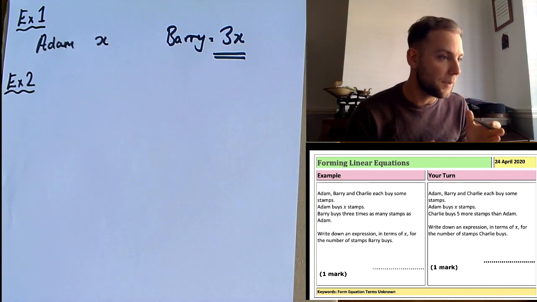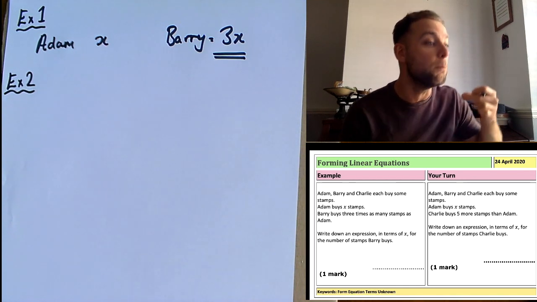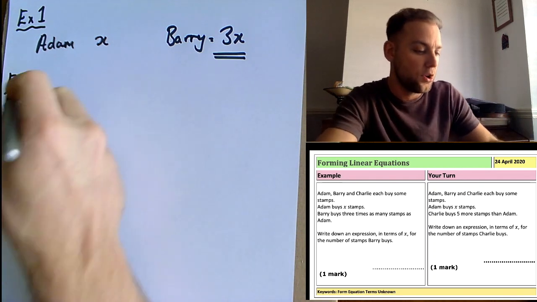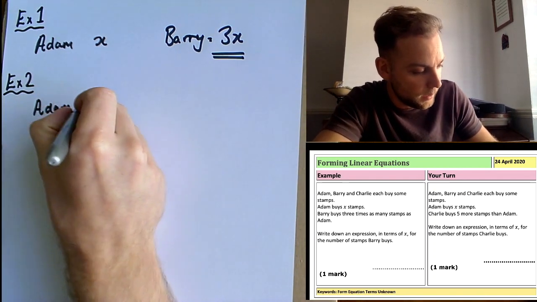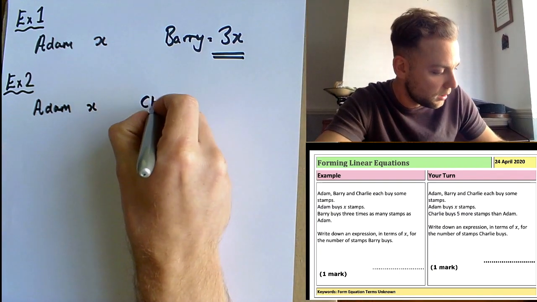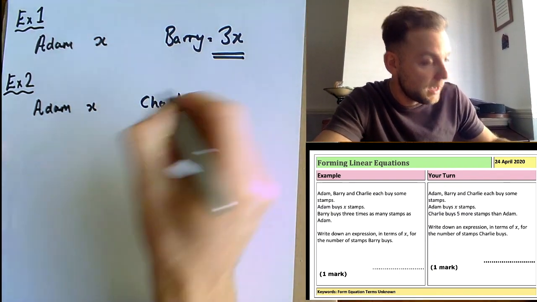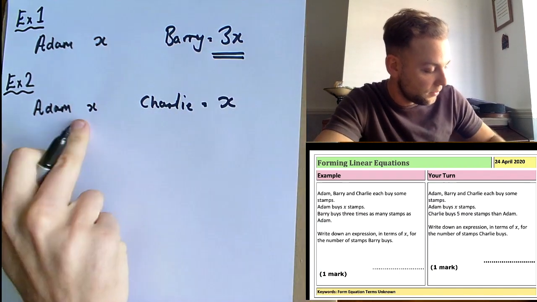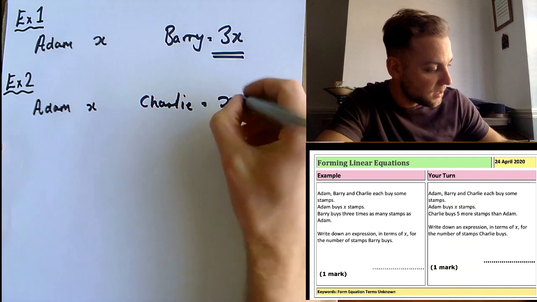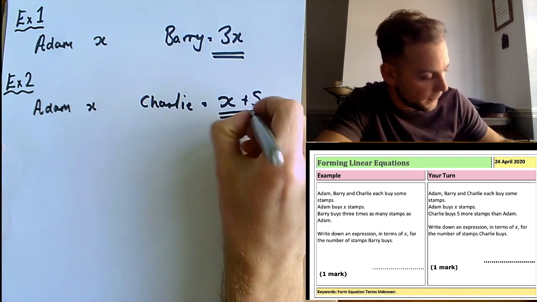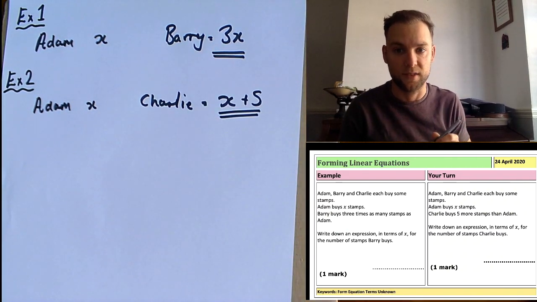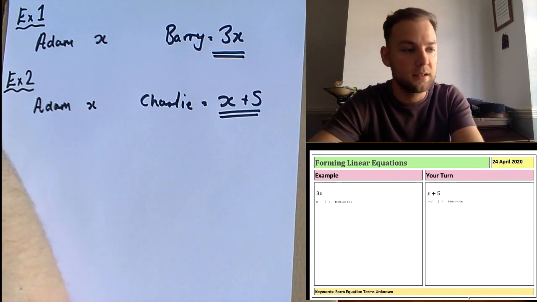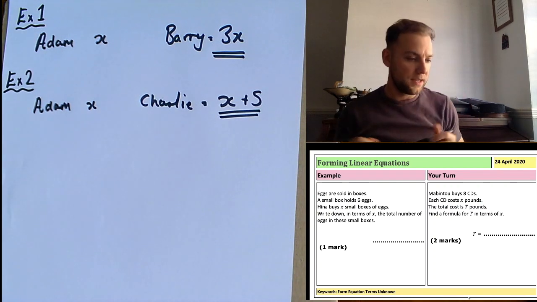So same again, Adam has X stamps. This time Charlie buys 5 more stamps. Now this doesn't mean 5 times the amount, it means 5 more. So Adam this time is X and Charlie is 5 more. Well, 5 more means 5 more than Adam, so Adam is X plus the 5. So X plus 5 there. Alright, so there's those 2 answers.